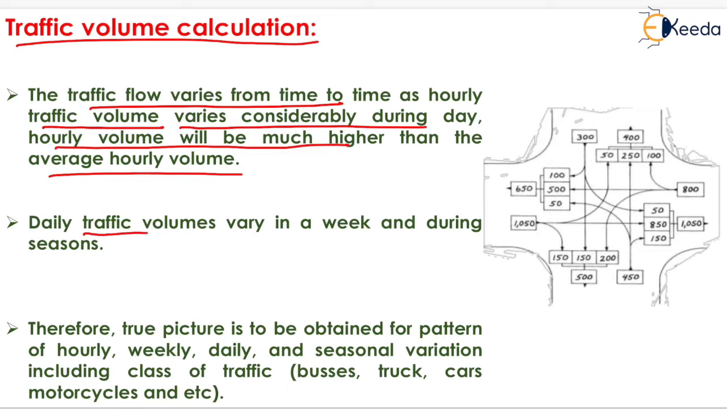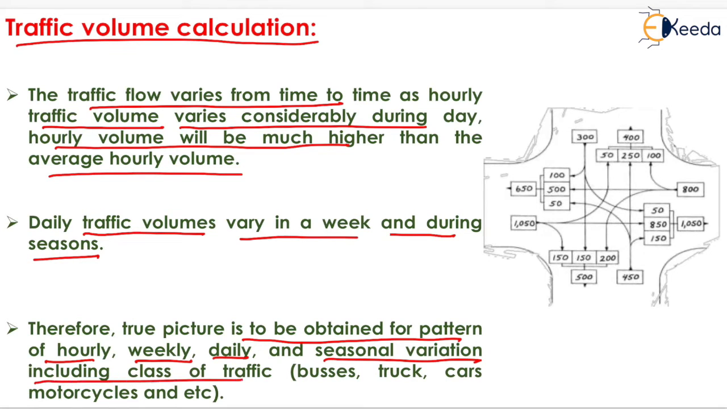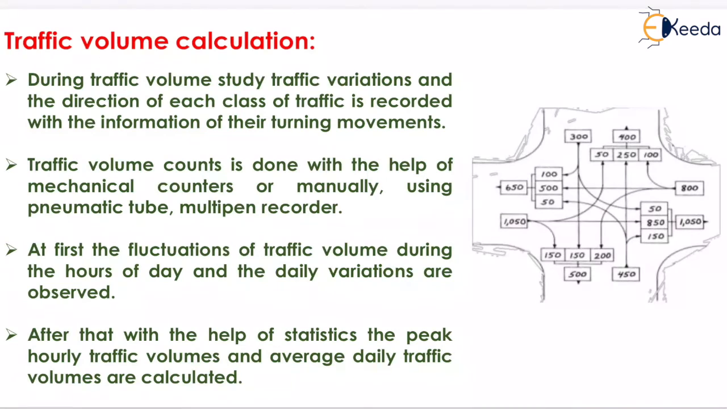Now, daily traffic volumes vary in a week and during seasons. Therefore, a true picture is to be obtained for the pattern of hourly, weekly, daily and seasonal variation including class of traffic, that is buses, trucks, cars, motorcycles, etc. Now during traffic volume study, traffic variations and the direction of each class of traffic are recorded with the information of their turning movement. It means that in this study we have to consider the various classes of vehicles moving on a particular section of road as well as information about their turning movements.